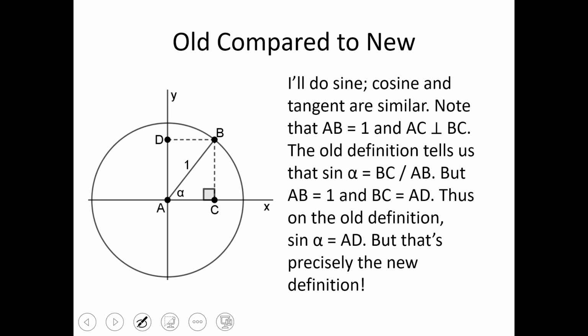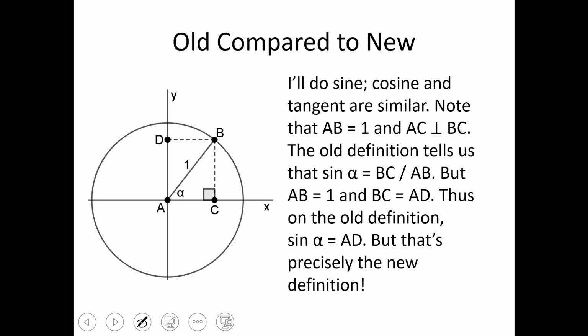Now, the old definition tells us that the sine of alpha is BC over AB. What is the old definition? That the sine of an acute angle in a right triangle is the ratio of the opposite leg to the hypotenuse. Well, in right triangle ABC at acute angle alpha, the opposite side is BC, and the hypotenuse is AB. So that's the old definition. But AB is 1, and BC is AD. Let's reflect upon that for just a moment. Why would BC be equal to AD?